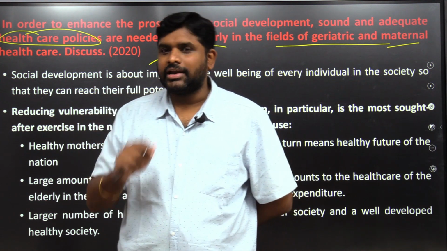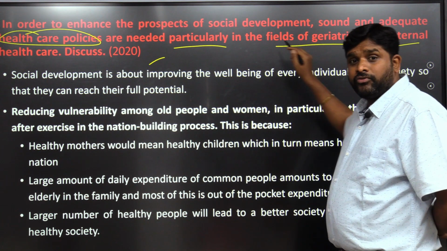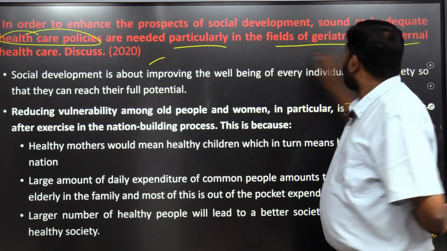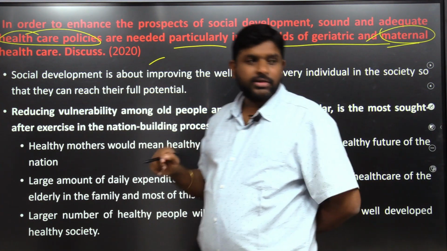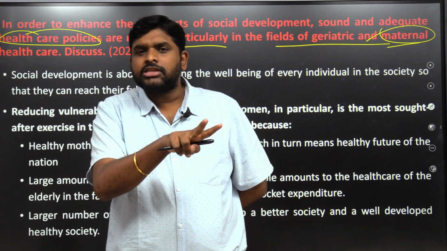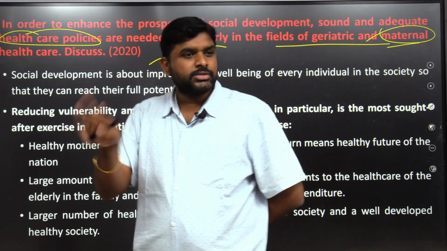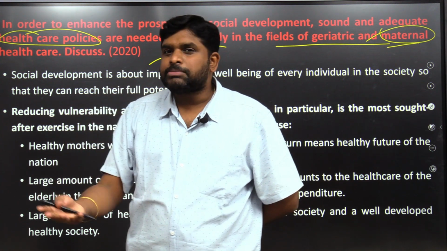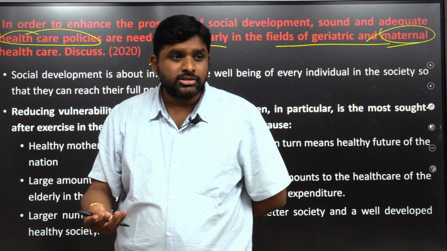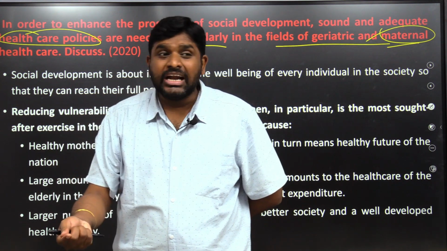Geriatric is the study of the elderly, the study of old people, are needed particularly in the fields of geriatric, meaning old people, elderly people, more vulnerable, and maternal healthcare. So the question is, he wants an answer from you from two perspectives. One perspective is the elderly, the other perspective is the mother. So what are the steps taken by the government of India? What are the steps taken by various state governments for improvement in the health conditions of the old people, for the improvement of elderly people?